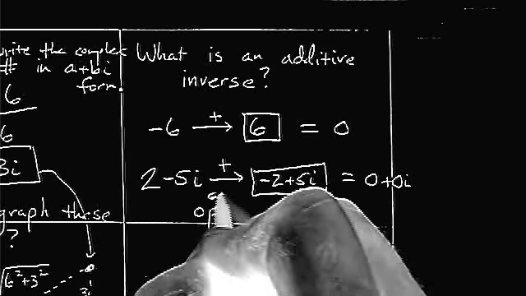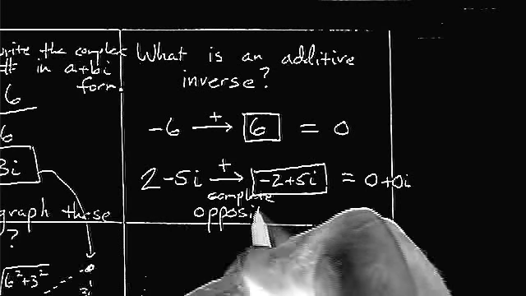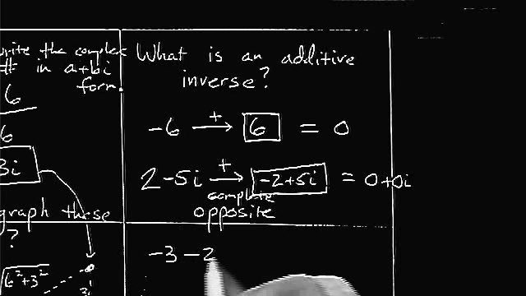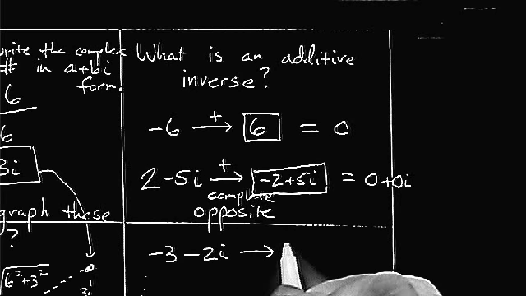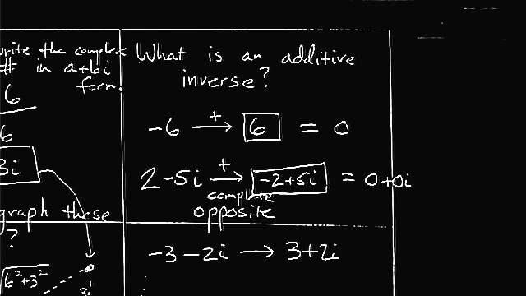Here, I'll put complete opposite. So negative 3 minus 2i has a complete opposite of positive 3 plus 2i. Probably the easiest points you can pick up on a quiz or test. Please make sure you get those points. Those are easy ones.